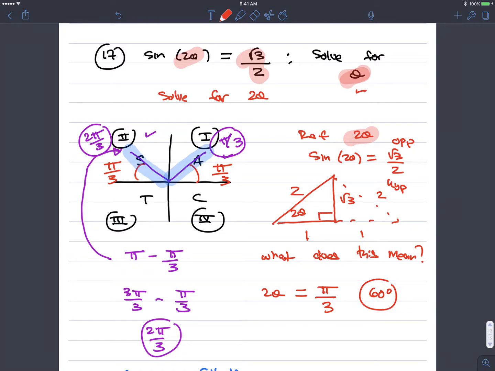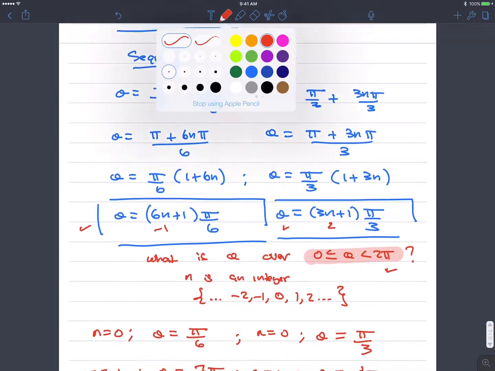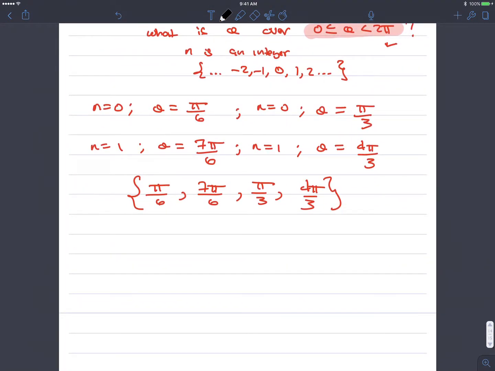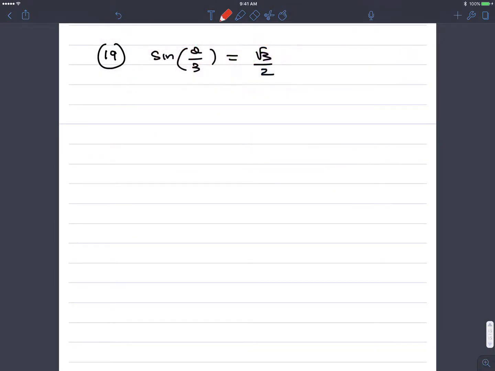Anybody have any questions on this that we just did? As you can see, there's some work here to do. Let me give you a note, briefly, or another example. 19. What if they said not sine 2 theta, but sine theta over 3 is the square root of 3 over 2 now. Let me make that very clear. What does this mean?